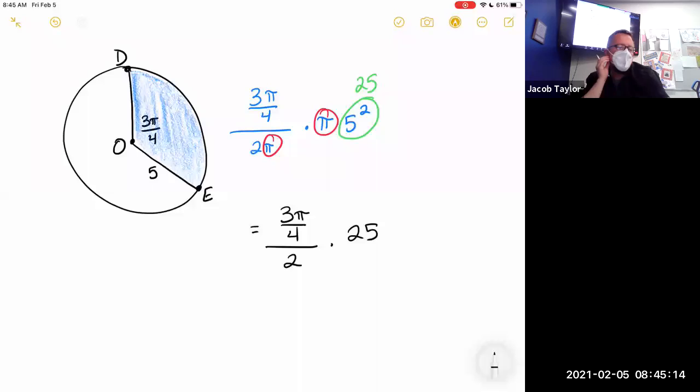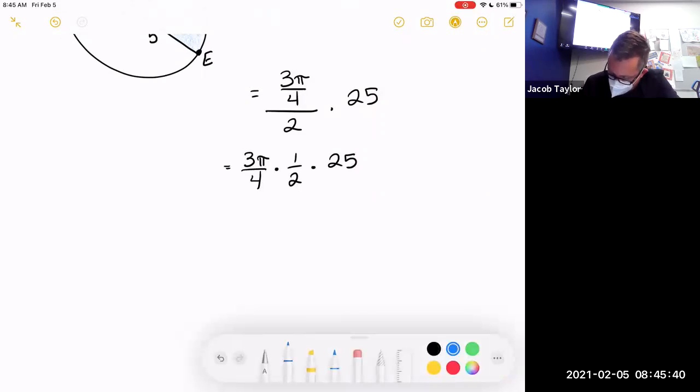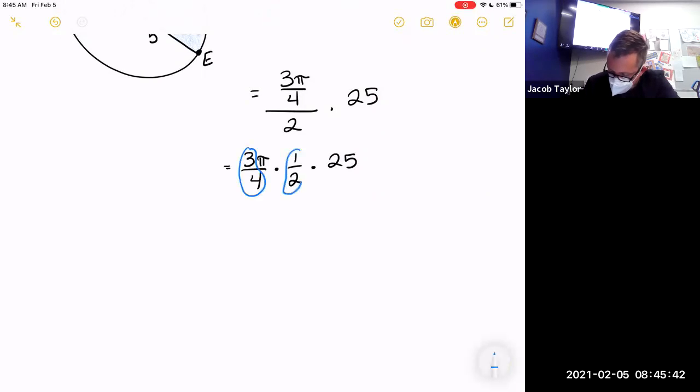25. So the 3 pi over 4 divided by 2 is clearly a problem just because it looks weird. But dividing by 2 is the same thing as multiplying by 1/2. So I could do 3 pi over 4 multiplied by 1/2 multiplied by 25. And Peyton said this is 3/8, and she's right. 3/4 times 1/2 is indeed 3/8. So we have 3 pi over 8 multiplied by 25.